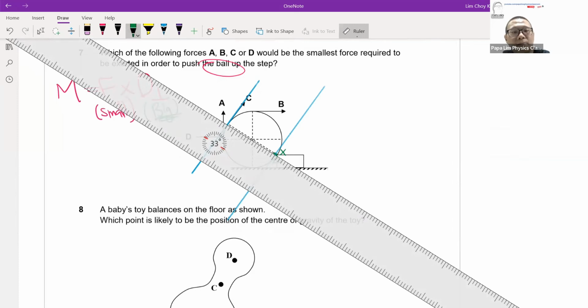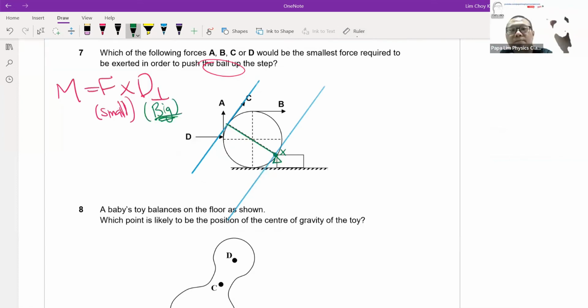It will be this line, which is exactly the diameter of the circle, of the sphere of the ball. So this is the perpendicular distance, what we call DC, and this in fact is the largest perpendicular distance. That's why my answer is to place the force at C, so that I can have a minimum force, because the perpendicular distance is the largest.